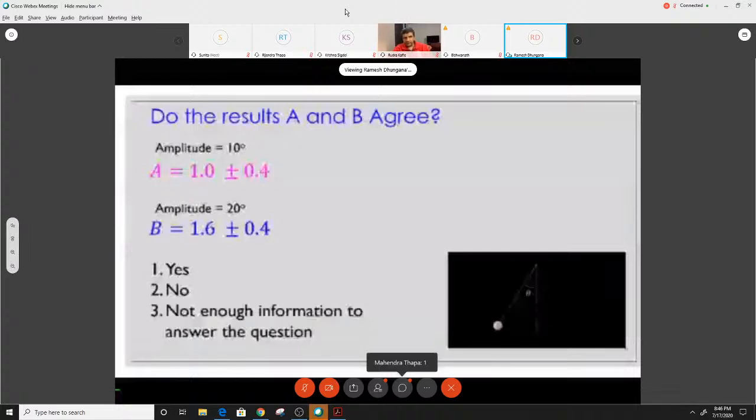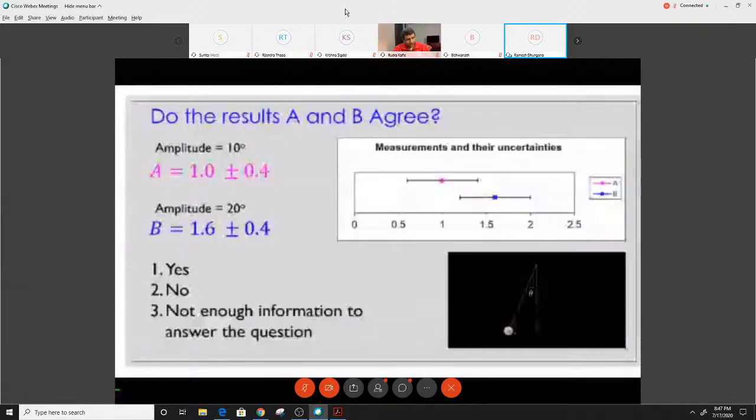So I see one, I see one, I see one, and I see all of them, one. So looks like we are all experts here. So yes, by looking at the uncertainties, if I were to visualize that, we see there is significant overlap in the result, okay? So although the values 1 and 1.6 are very different, when we take account of the uncertainty, those results are statistically the same, they are not different, okay? So that's what this is telling us.